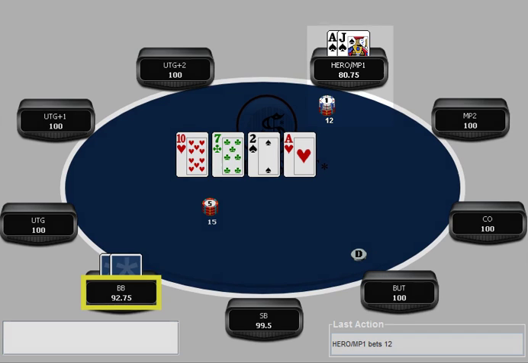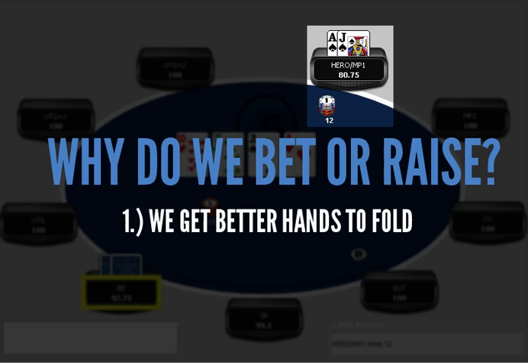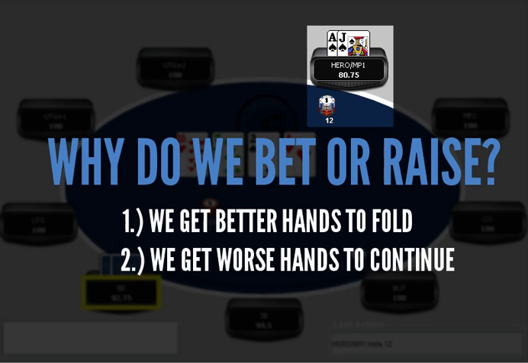So let's talk about the making of a bet, because that's the big thing that a lot of people tend to mess up. A lot of people tend to get checking right and that kind of stuff, but what makes for a good bet or raise is pretty important. So there are 2 big pieces behind a good bet or raise. The first is that the bet is going to get better hands to fold, or 2, that we're going to get worse hands to continue.